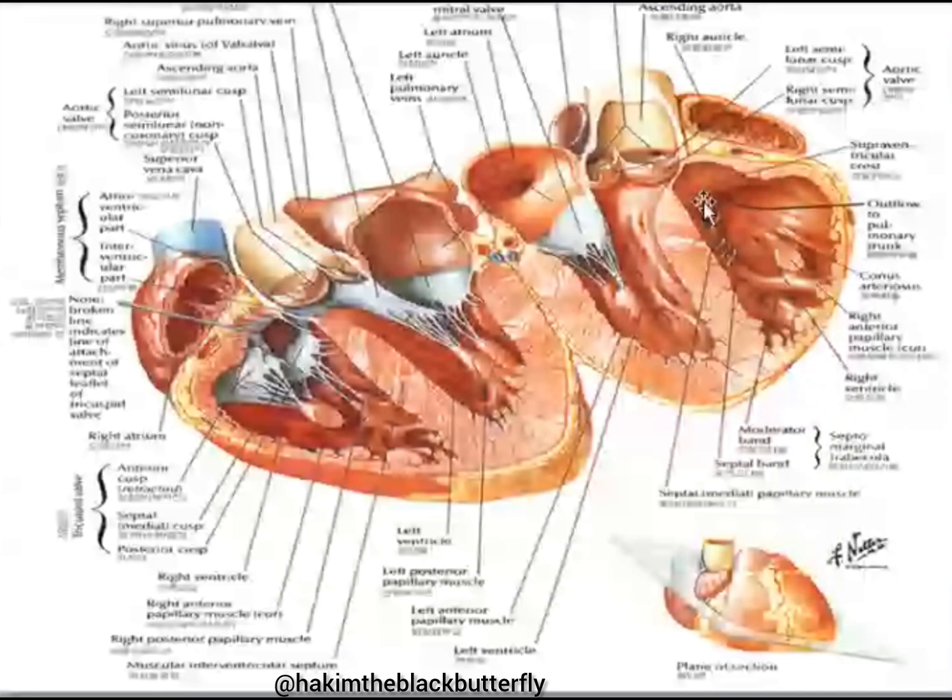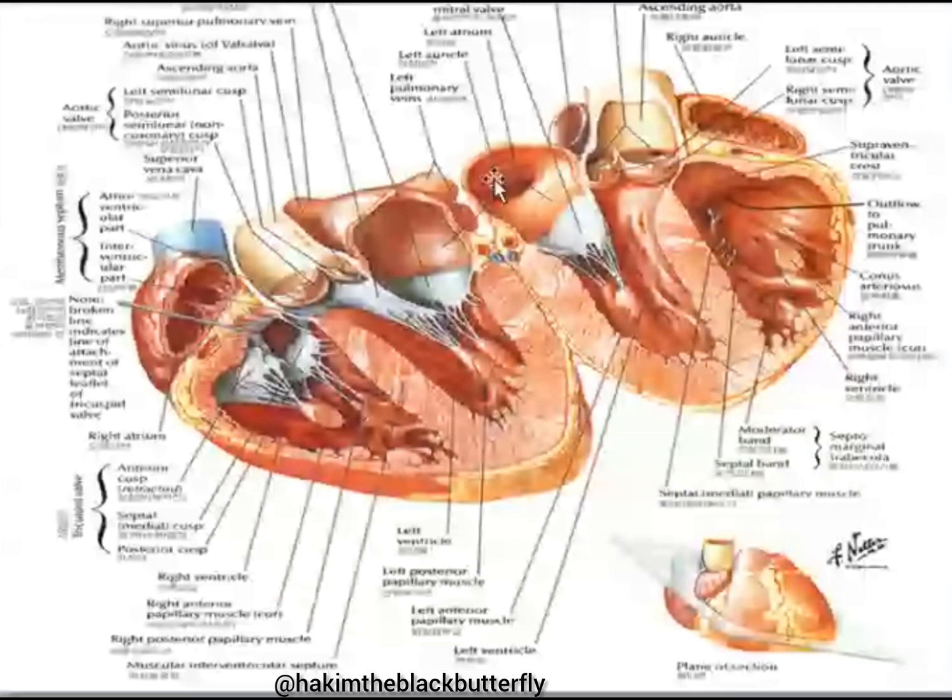And the atria also have rough parts. The rough parts came from the primitive atrium, and the smooth parts came from the sinus venosus. You can see the smooth parts and then the rough parts there.